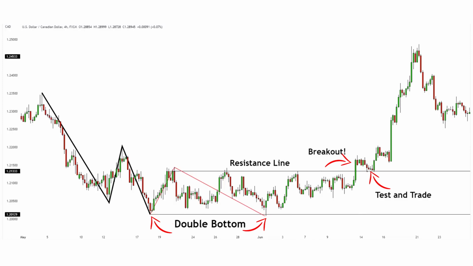This is exactly what happens here. Price clearly broke the resistance line and then came back to test it as support. This is the moment where classic chart patterns traders will pull the trigger.